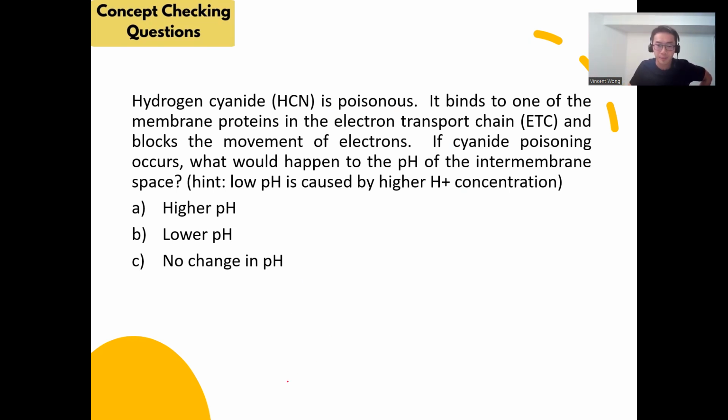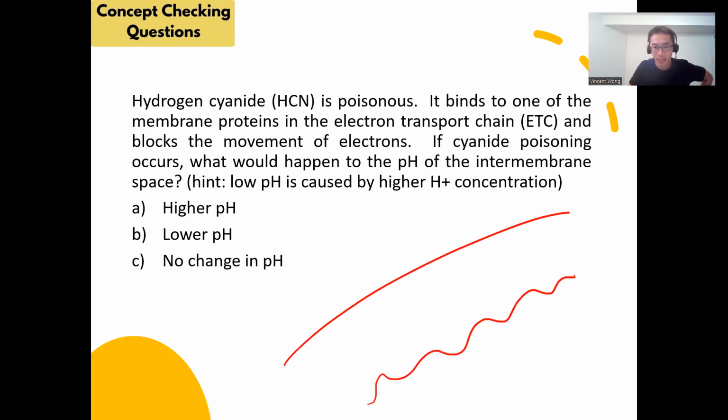Let's see what's going on here. This is the outer membrane. This is the inner membrane, right? And by now you should be familiar with the story. The ETC will pump H plus into the intermembrane space, right? Okay, so this is the intermembrane space. Now the HCN, the hydrogen cyanide, will bind to the ETC. It tells you right here in the question, and it will block the ETC. So we are no longer pumping H plus into the intermembrane space.